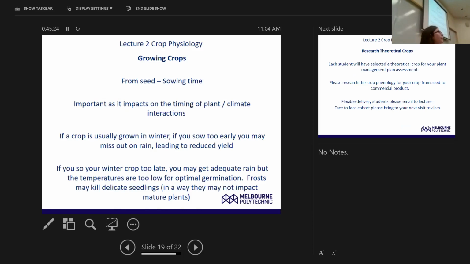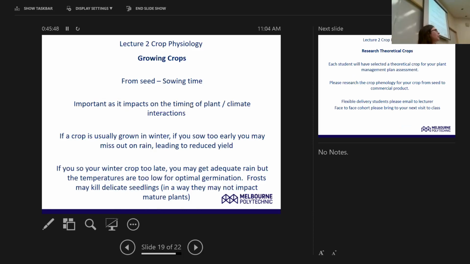Which is before then. Okay, so is that clear how phenology and timing can impact your crop productivity? And you know, as farmers, you spend a long time thinking, when should I put this crop in? When should I establish this pasture to get the optimum output?